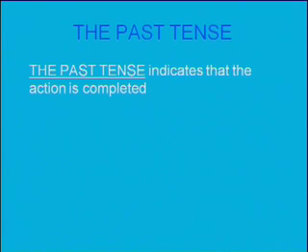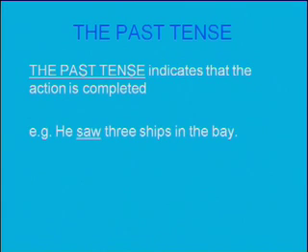The next tense is past tense. The past tense indicates that the action is completed. An example? He saw 3 sheep in the bay. There's your verb, saw. What would be the present tense of the verb saw? See. So, I see today, but yesterday I saw. Right.